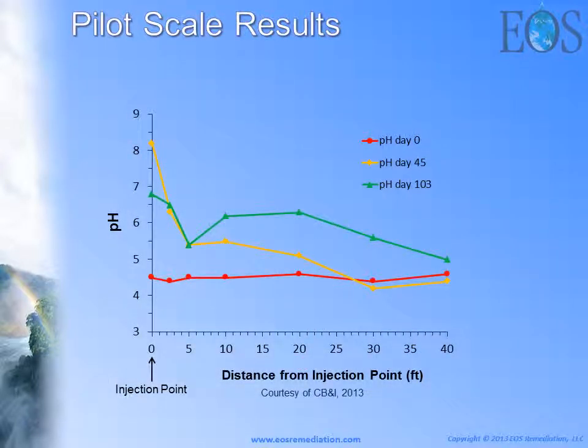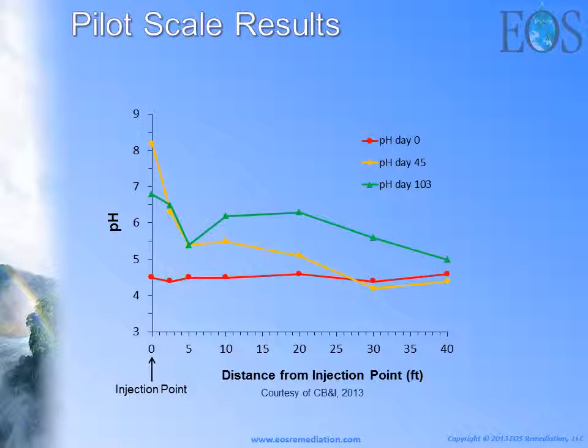So this is the results of the pilot test. On the y-axis we have pH, on the x-axis we have distance from injection well 8, and the different colored lines are different days that they went out and measured pH at all the locations. What you can see is, from the baseline, the entire site was at pretty much a 4.5 pH all the way across the board. Once they introduced the CoBuff product and they went back out and measured about 45 days after introduction, you saw that at the injection location their pH increased from 4.5 to almost 8.5.